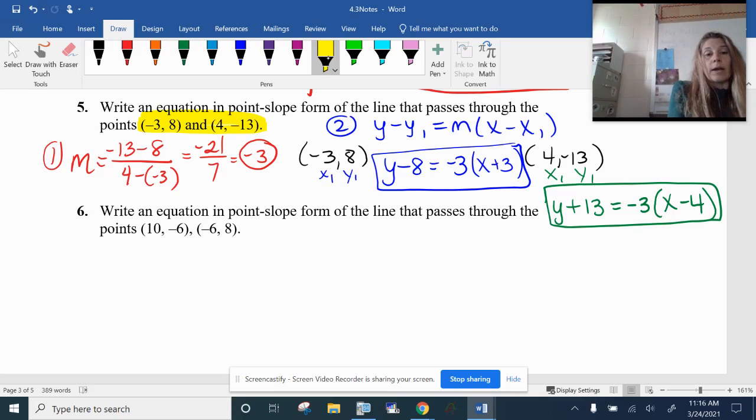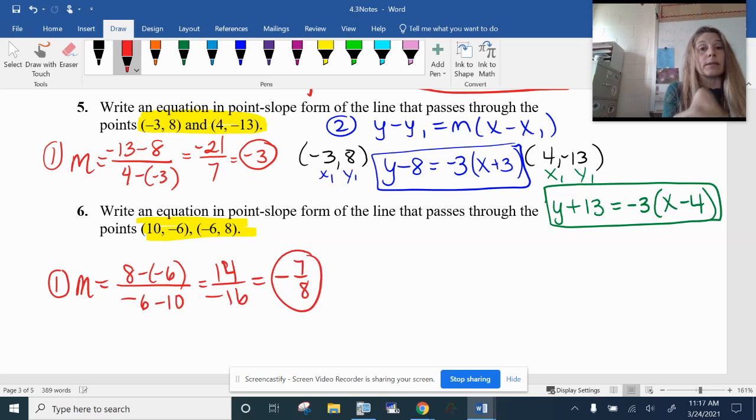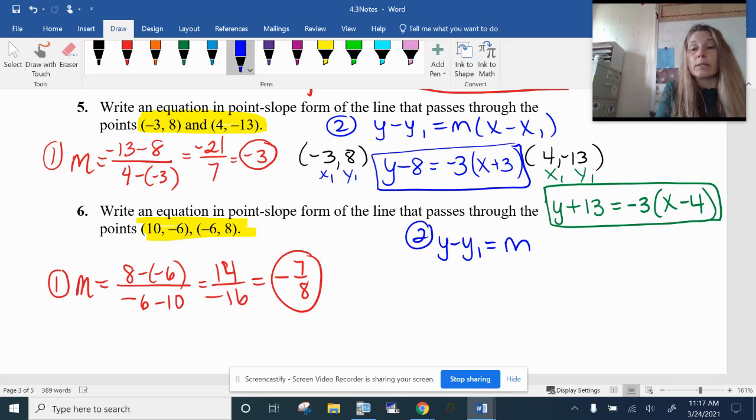All right, so we're going to try that for this example as well. So first we're going to find our slope. So I'm going to use my slope formula here. So 8 minus negative 6 and negative 6 minus 10. This is going to give me a positive 14 over negative 16, which is going to simplify to negative 7/8 as my slope. So now for number 2, I'm going to put this into my point slope form.